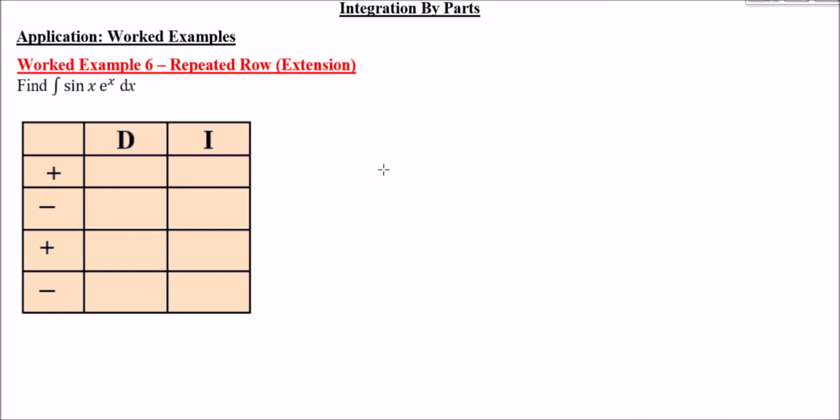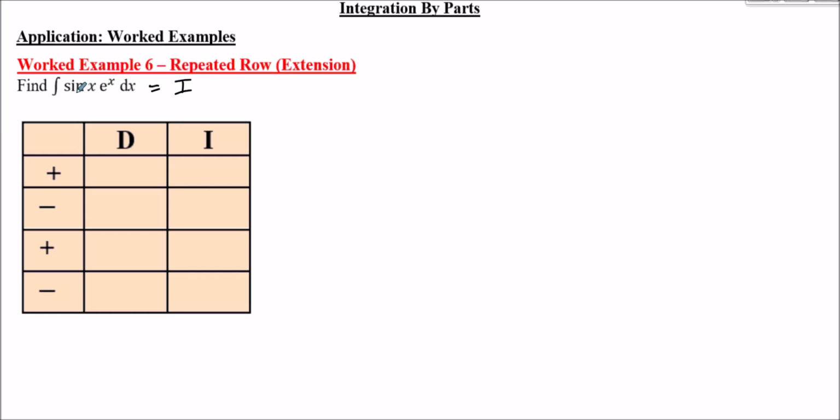A final worked example, a repeated row. This is an extension. I first came across these doing further maths, and then again at university. These are particularly satisfying, I think. So find the integral of sine x e to the x dx. So I'm going to call that I. That's our integral. Why am I calling this I, and I'm not called any others I? You'll see why in a moment.